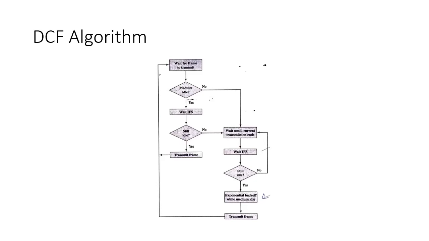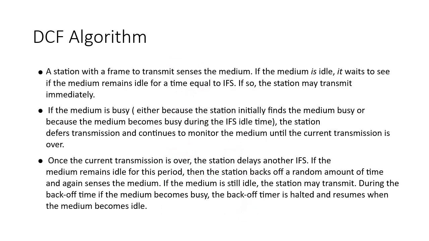If the medium remains idle for this period, then the station backs off a random amount of time and again senses the medium. If the medium is still idle, the station may transmit. During the back-off time, if the medium becomes busy, the back-off timer is halted and resumes when the medium becomes idle.